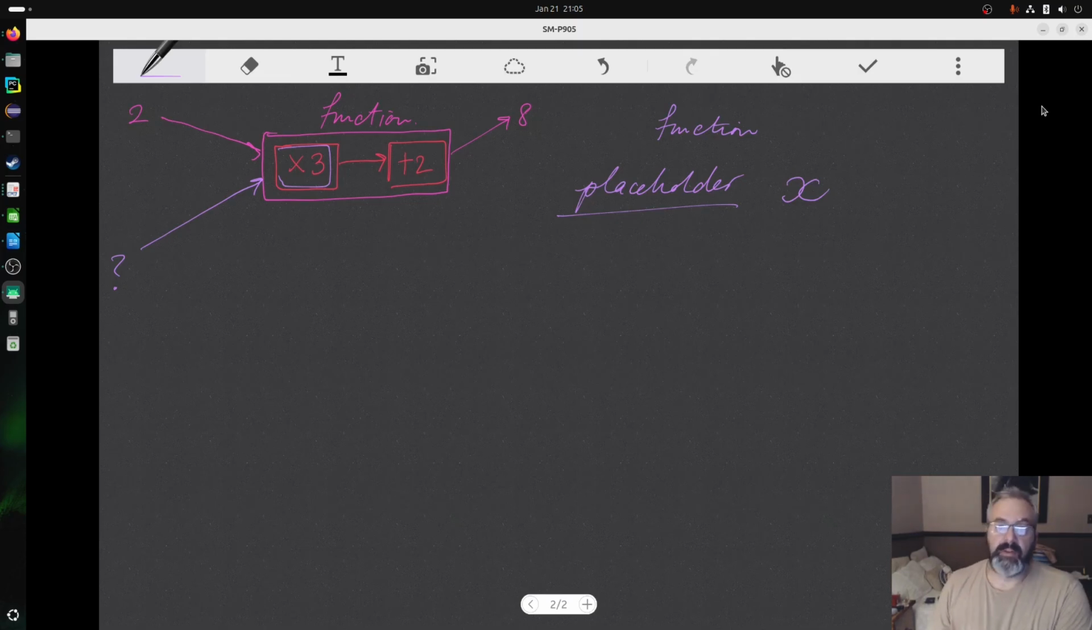Now this placeholder, the letter X, that we want to feed into our function, may take on any number. The placeholder can be any number. It can be 1, it can be 0, it can be -2, -12, 12, 12 million, 527, it doesn't matter. The placeholder that we use, the X, the letter, can take on any numerical value.